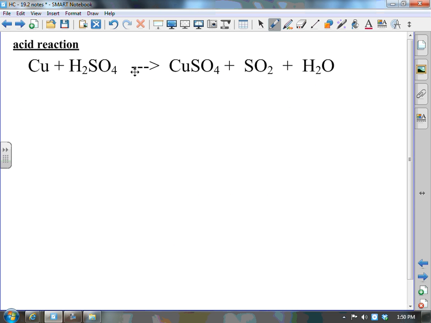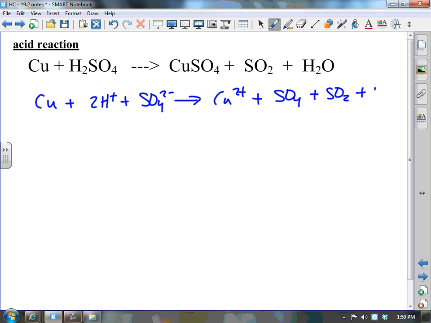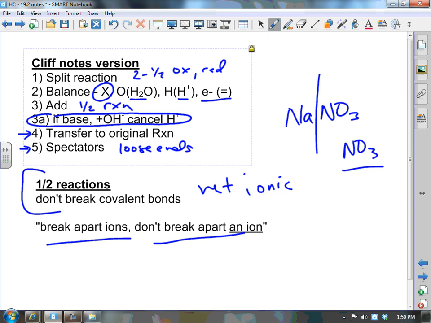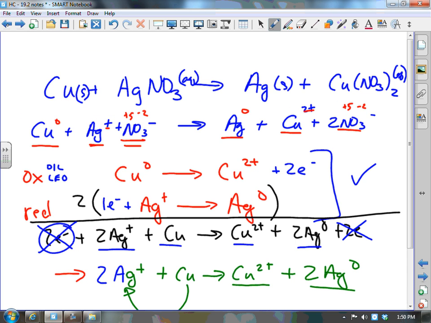Okay, next thing, here's an example, a little more complicated. So let's go through and identify net ionic. We've got copper, 2H pluses plus a sulfate ion, copper sulfate soluble in water, sulfur dioxide, which is covalent, and water. Okay, so again, we're going through the steps here. We've got to split the reaction. But before I even do that, I obviously have to do oxidation and reduction.